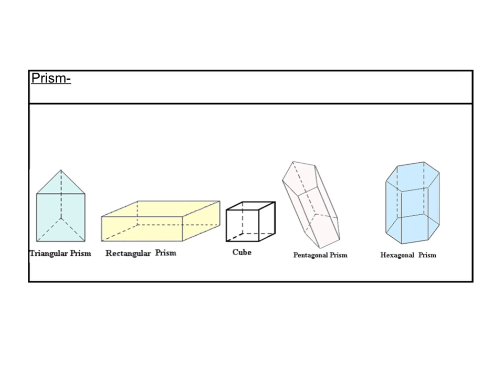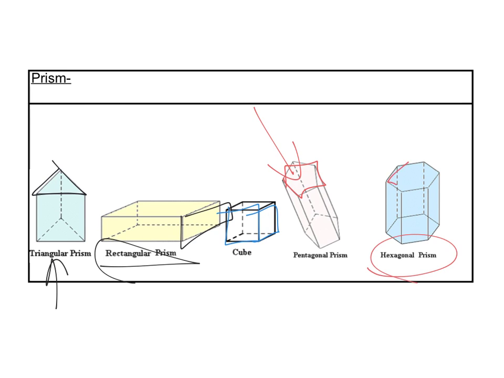Prisms look like this. You've got a triangular prism because the base is a triangle. Rectangular prism because the base is a rectangle. A cube is every side is a perfect square. Pentagonal prism, please notice that the base is a pentagon. And hexagonal prism, same idea. The base is a hexagon. So, named for their base. Cube just means everything is the same side.